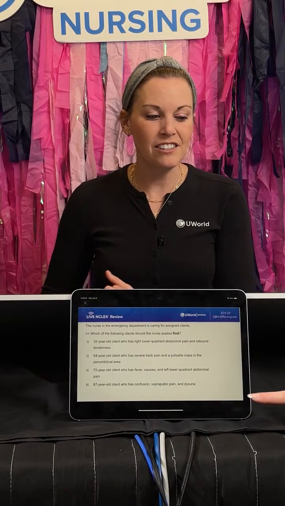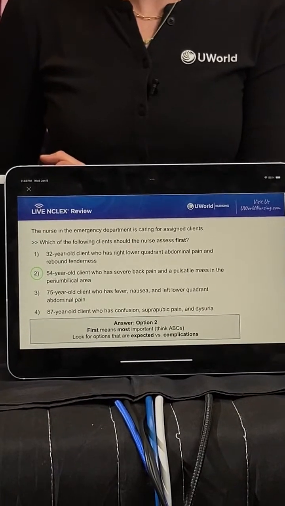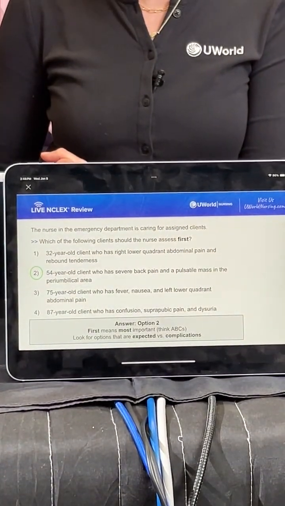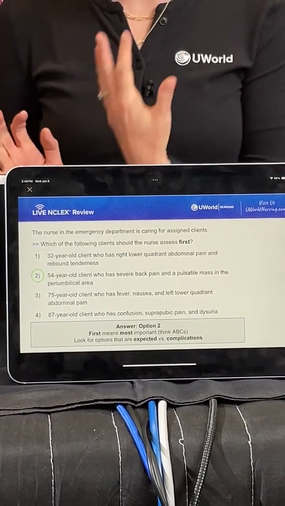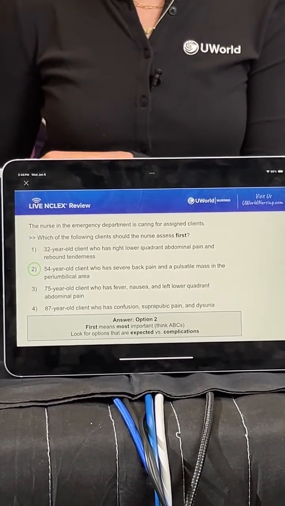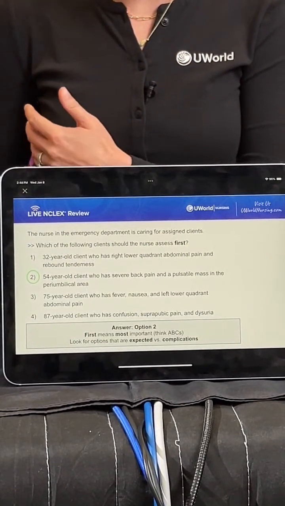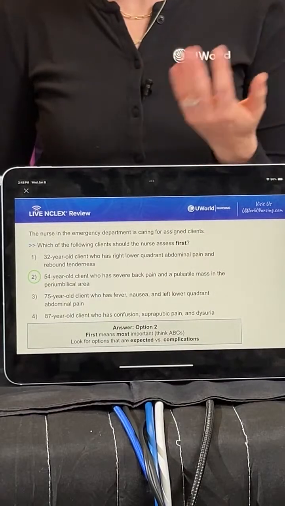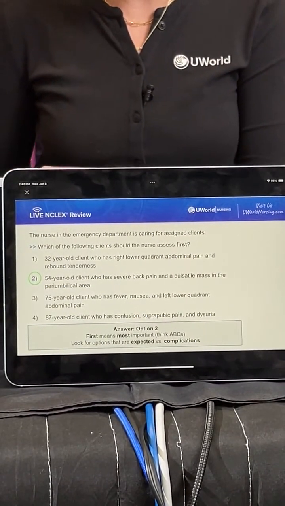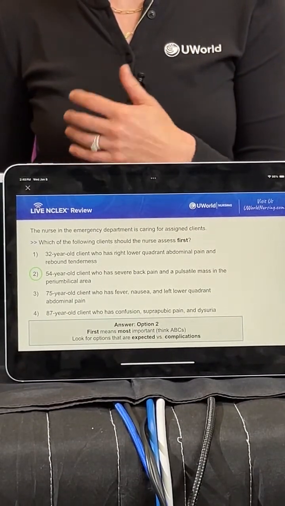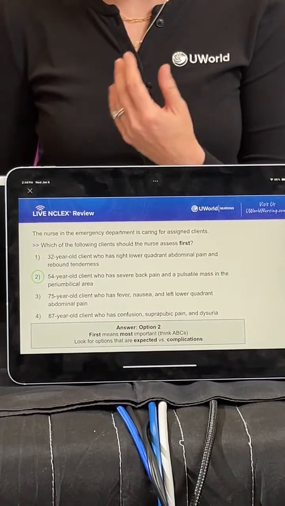All right, our correct answer on this one is going to be option 2, the 54-year-old client who has severe back pain and a pulsatile mass in the periumbilical area. When we see the word first, this is going to mean a priority question, so we're going to think ABC. What we're seeing on this one is definitely circulation. This option is alluding to an abdominal aortic aneurysm, a blood-filled bulge in the abdominal aorta caused by weakening in that vessel wall due to increased pressure.